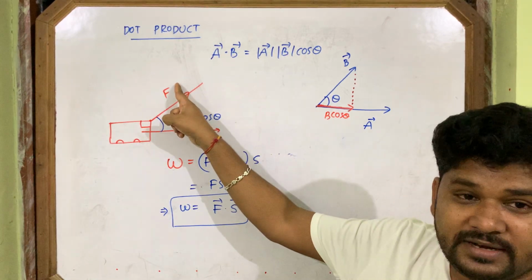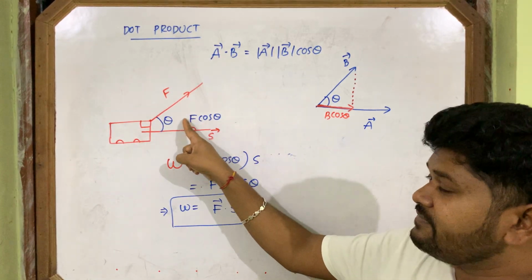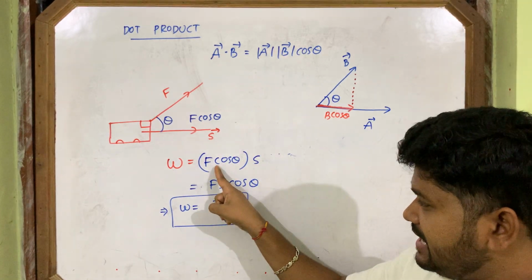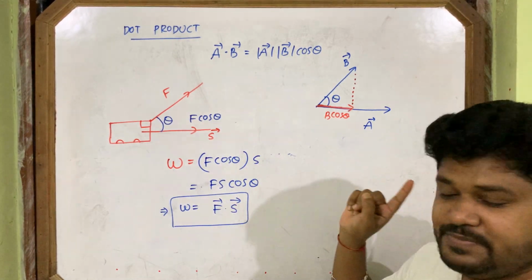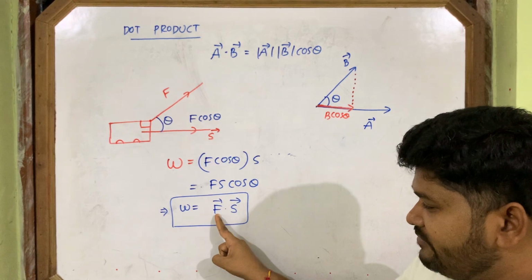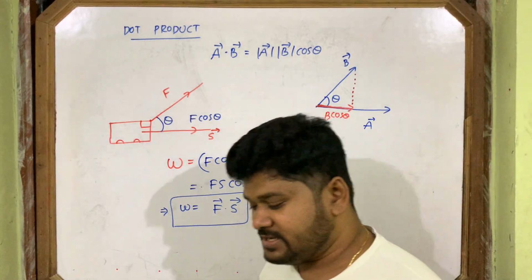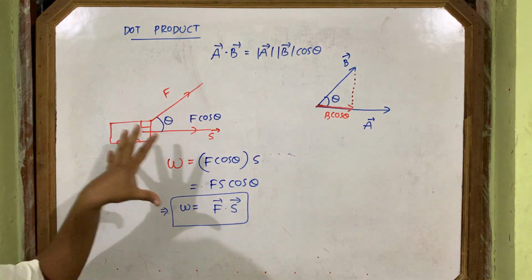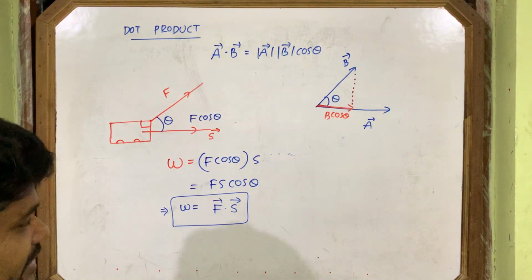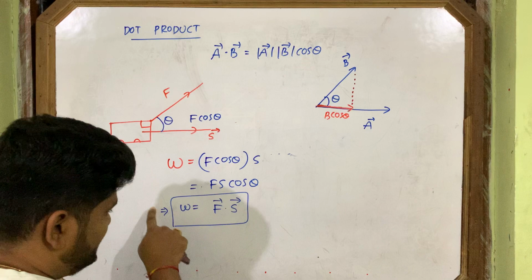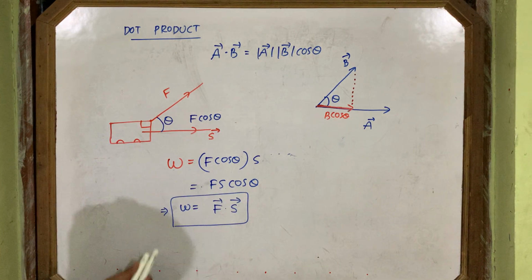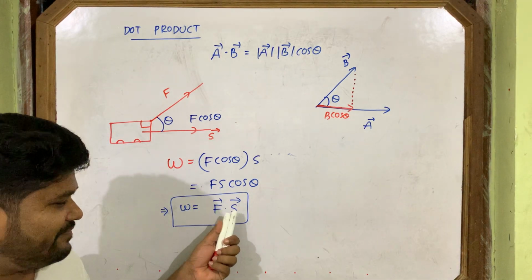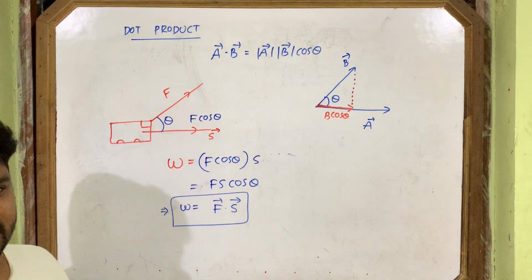F is applied, but the work is done by F cos theta. So you take F cos theta into displacement, and it comes as F vector dot S vector. So this is the practical application. Now you understand where the dot product is applied in our day-to-day life. So from that also you got one formula: work done is equal to F vector dot S vector.